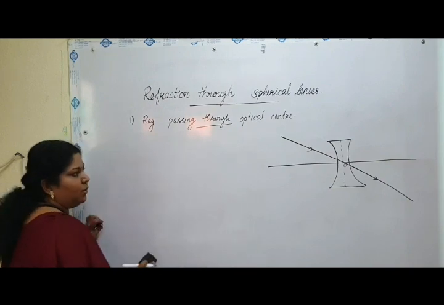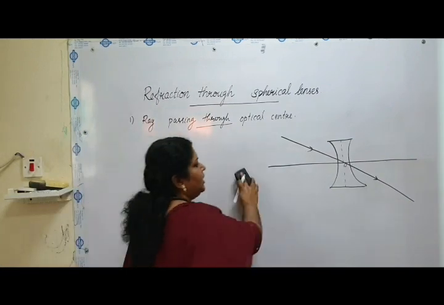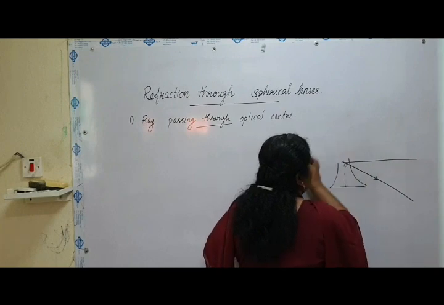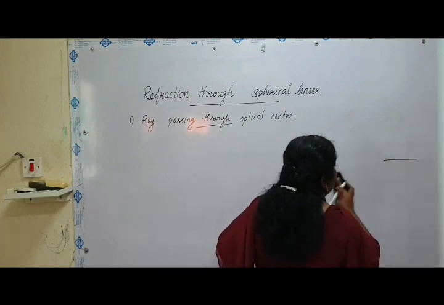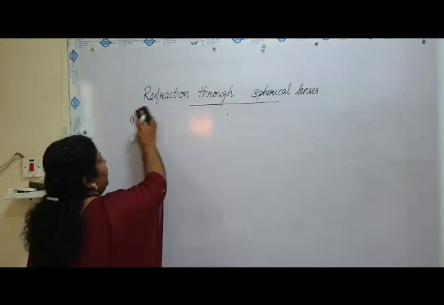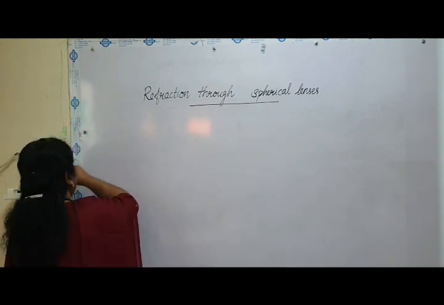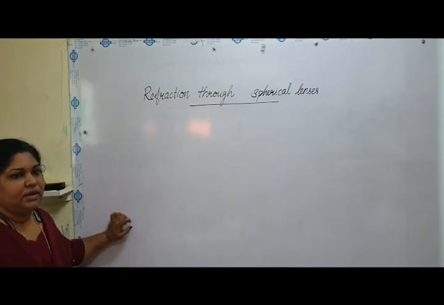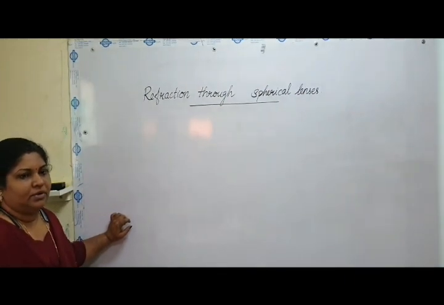Now you got the idea why it is passing through the optical center without any deviation. So these are the three types of rays which are needed for drawing the ray diagram. And we need any two of these rays for drawing the ray diagram.